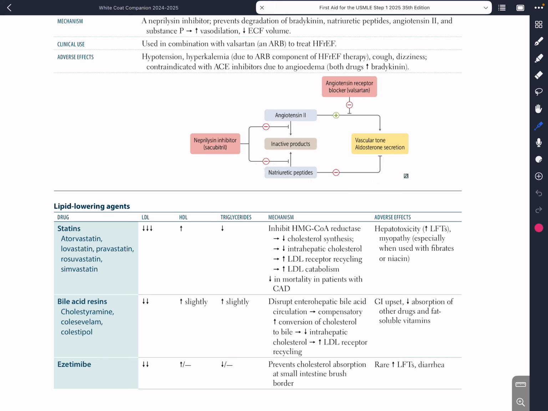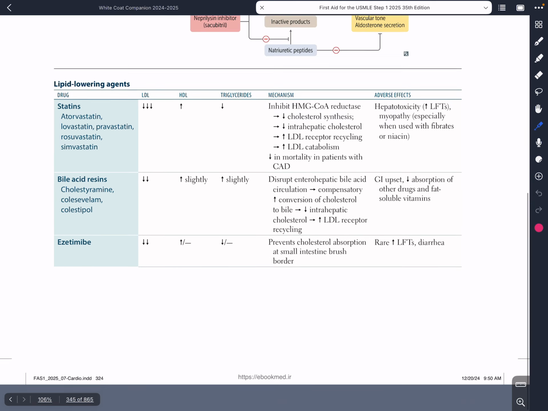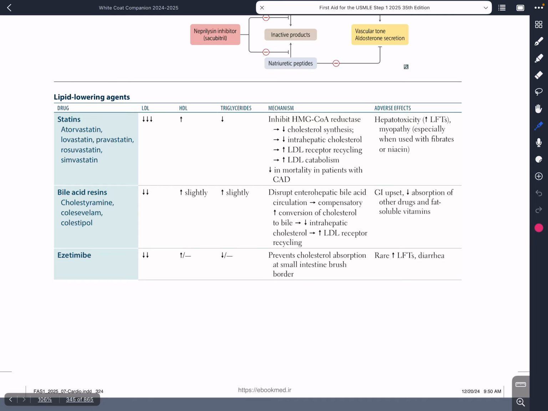So the angiotensin receptor blocker valsartan inhibits angiotensin II from acting on aldosterone secretion. In other words, angiotensin II goes up. So this is the effect of sacubitril.